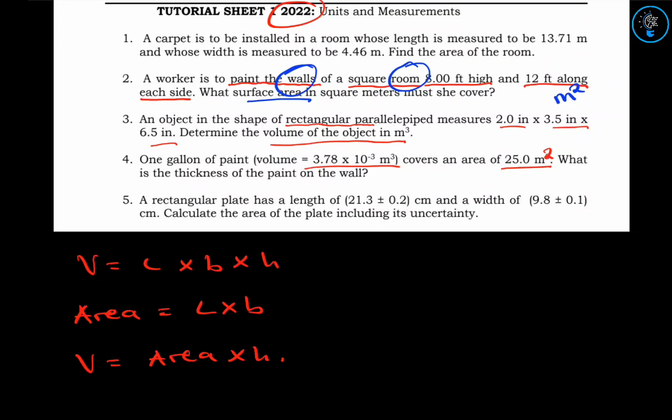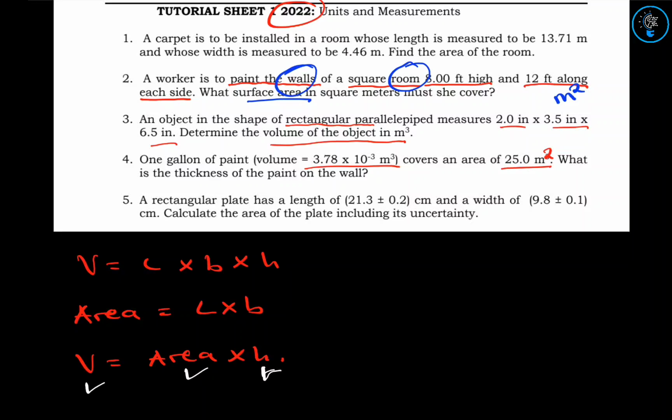You see the magic? Yeah. Are we given area? Yes, we are given area. So we are given this part. Are we given volume? Yes, we are given volume. And the question says, find the what? The thickness. So the thickness in this case will be the height. This particular dimension. You see that?